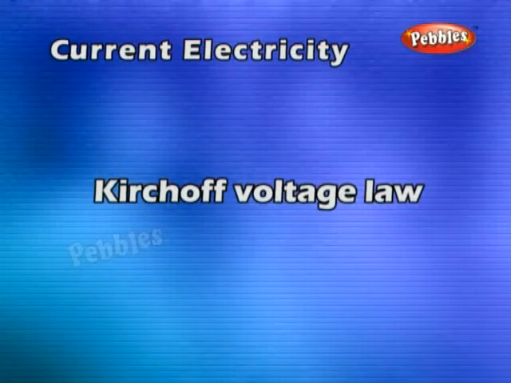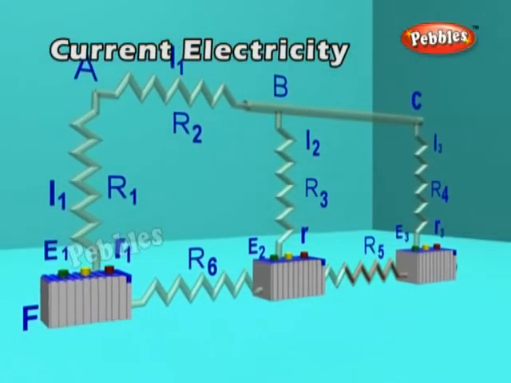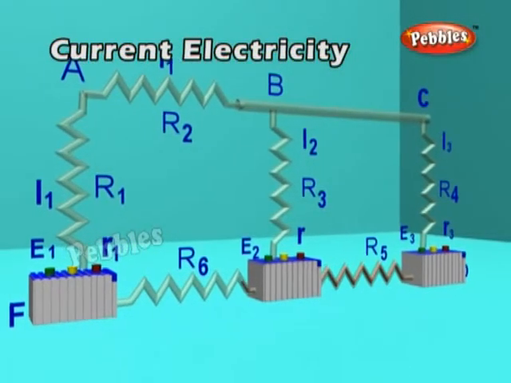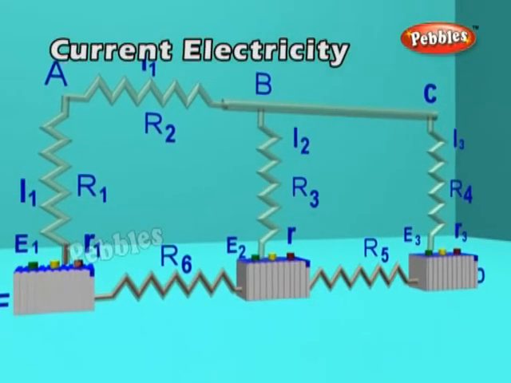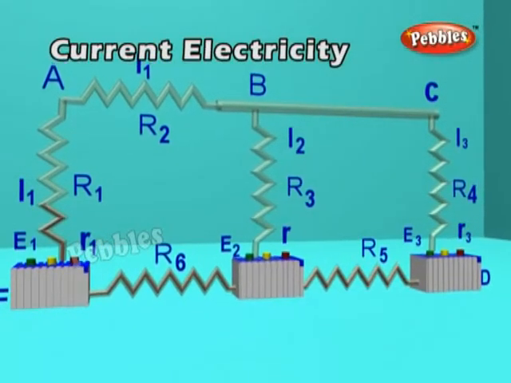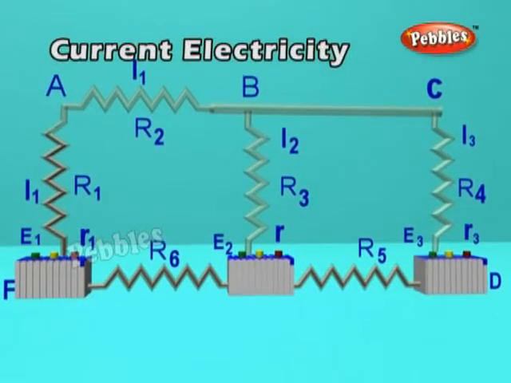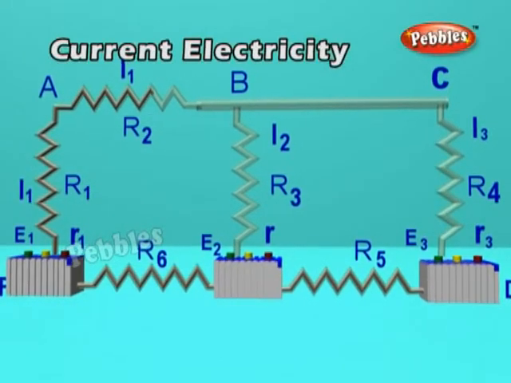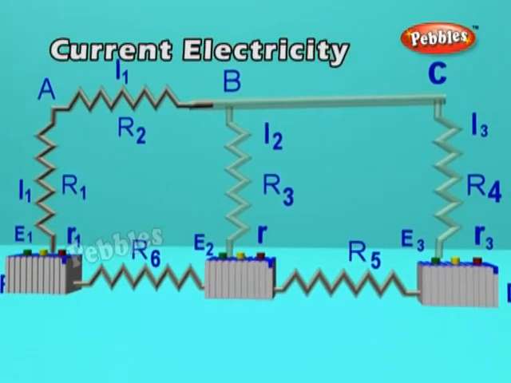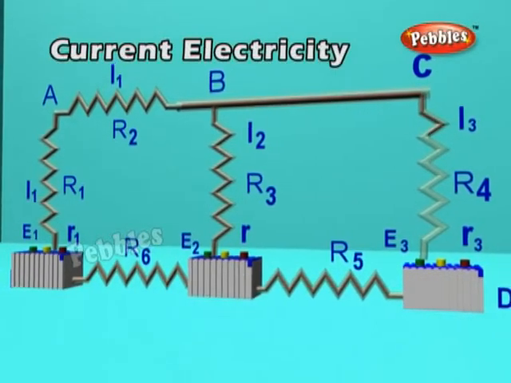Kirchhoff's voltage law. Kirchhoff's voltage law states that the algebraic sum of the products of resistance and current in each part of a closed circuit is equal to the algebraic sum of the electromotive forces, EMFs, in that closed circuit. Here, current in the clockwise direction is taken as positive and current in the anticlockwise direction is taken as negative.